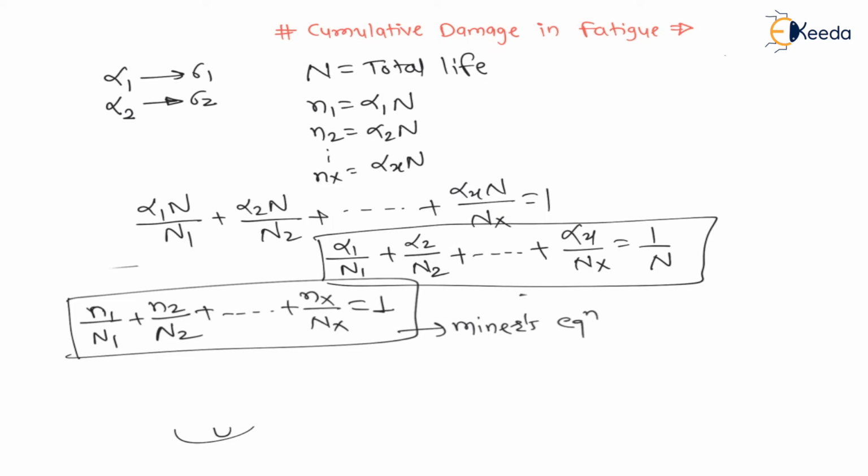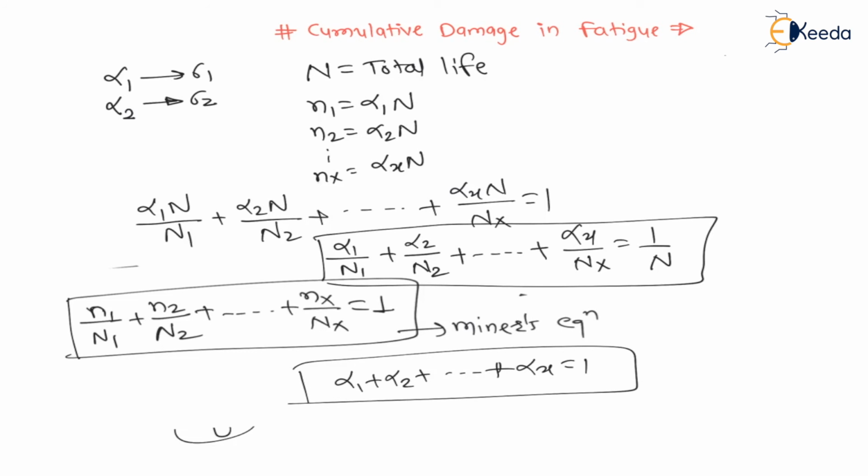And in this equation alpha is the percentage of time, therefore total percentage is 100%. Therefore alpha 1 plus alpha 2 plus so on plus alpha x is equal to 1, because it is a percentage of time. 1 means 100%. Therefore total percentage must be equal to 100%. These are called Miner's equations.